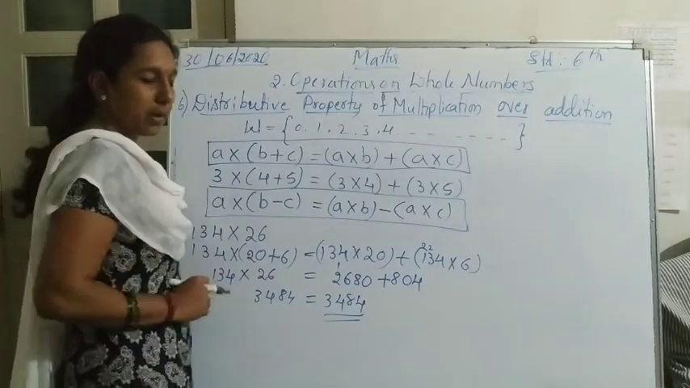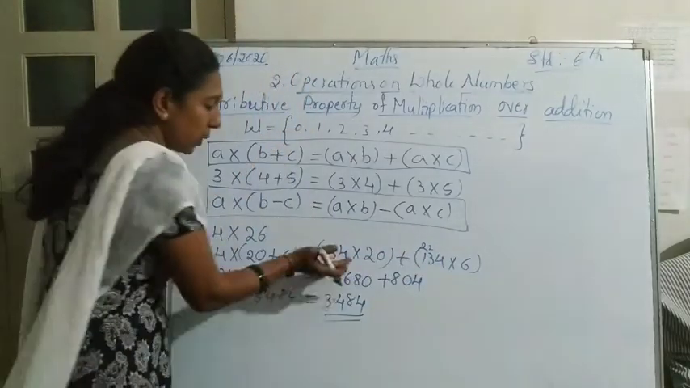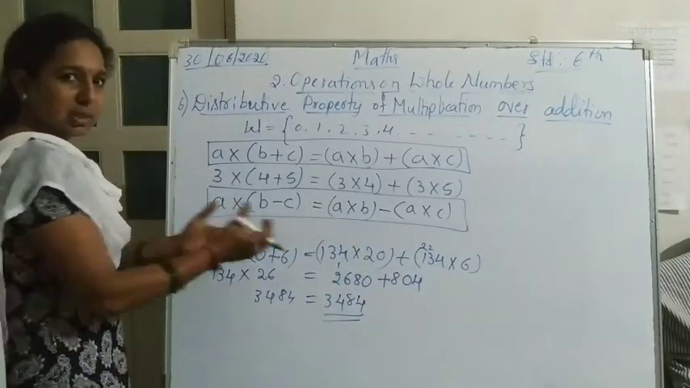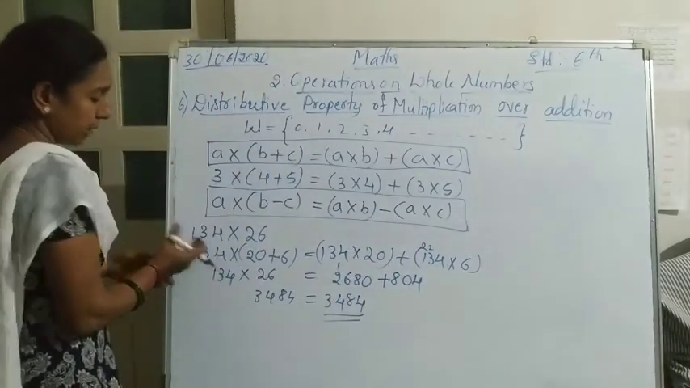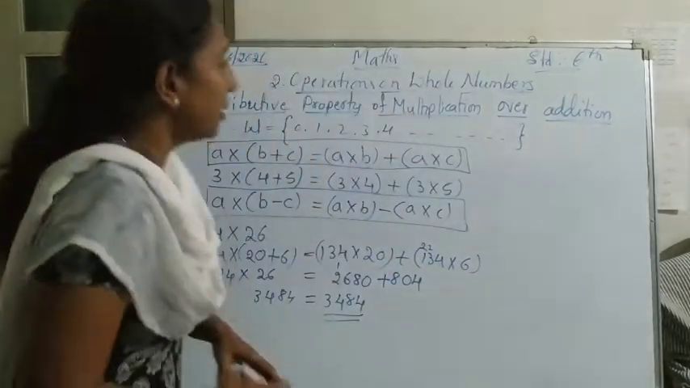Here if you observe here and here, one number is common, that is 134, correct? That we have to take out. From there we have to take out. Here I have taken 0. So like that I will explain you one more sum here. Okay.